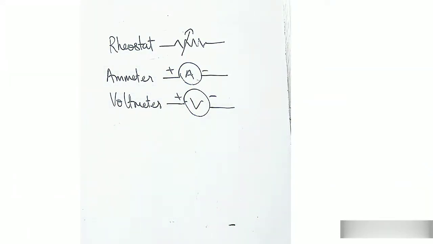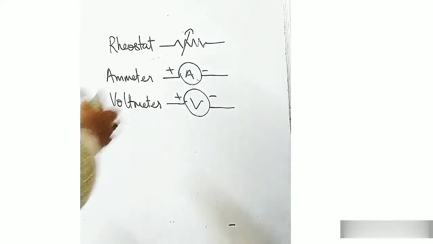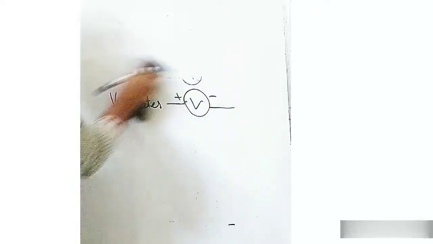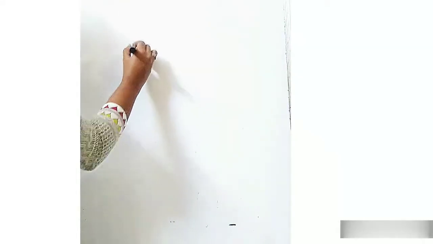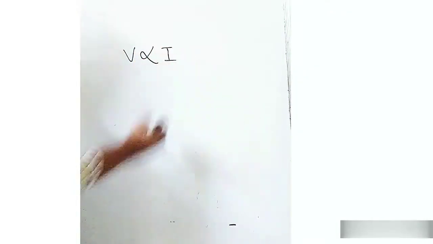Now we move to the most important topic, that is Ohm's law. That is the most important topic, Ohm's law, students. Now what does Ohm's law say? Very simple. Ohm's law says that the potential difference is directly proportional to the current flowing through the circuit.